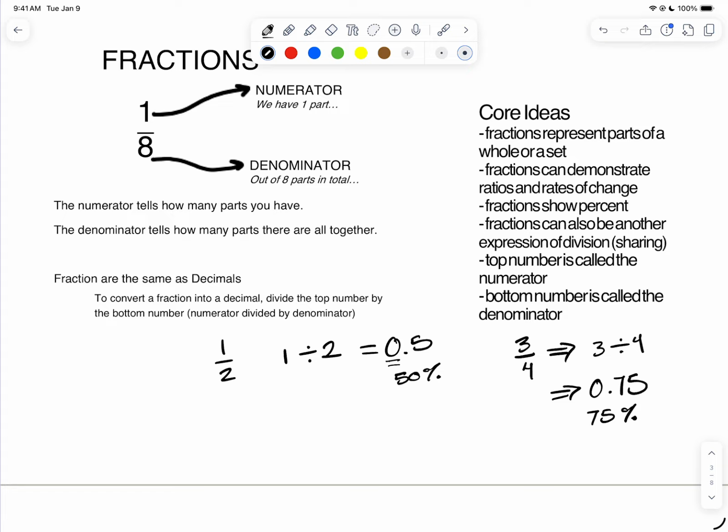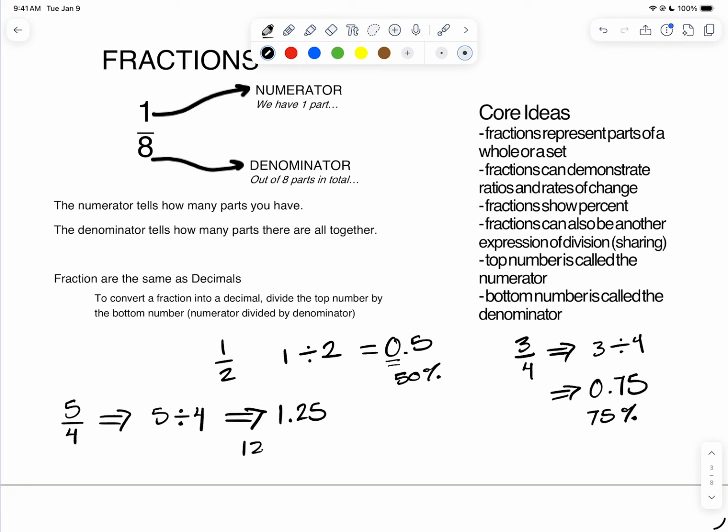Let's do one last quick example. If we had 5/4, this would be the same thing as 5 divided by 4, which would be the same thing as 1.25. And we could even write that as a percent.